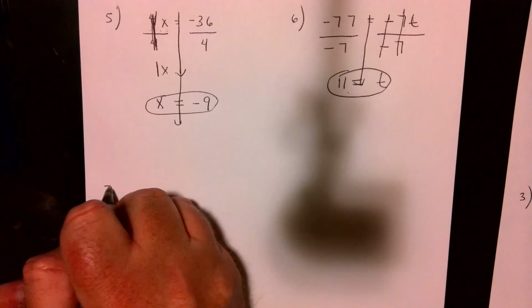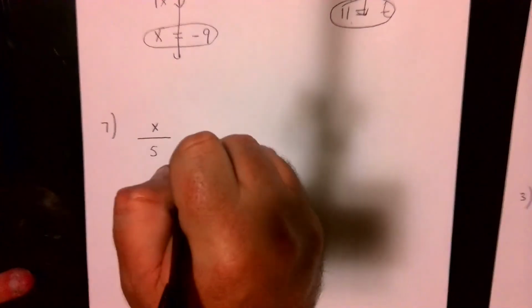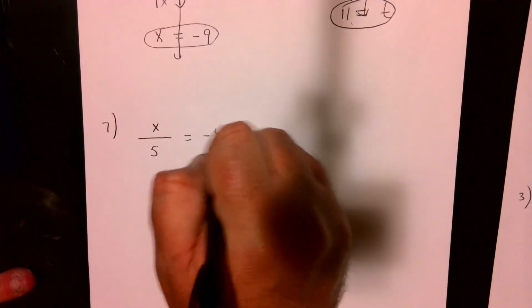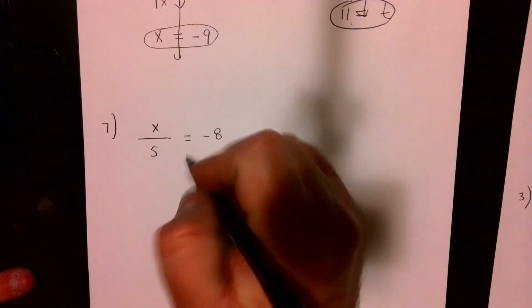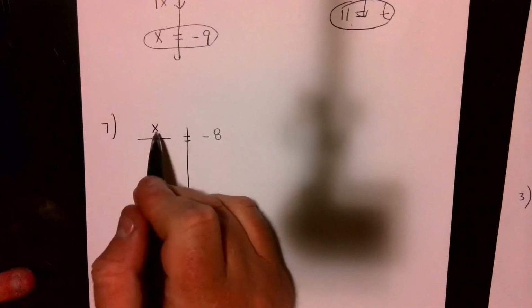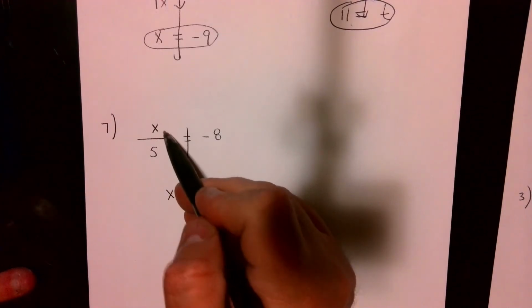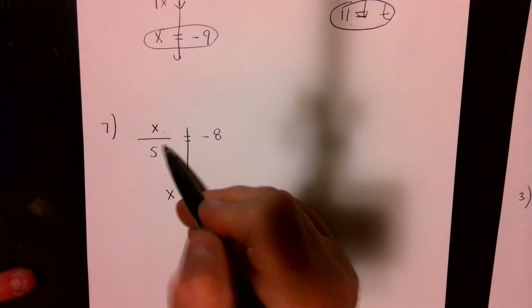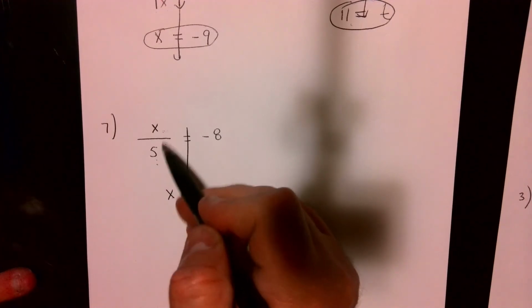We could also see problems that look like this. We could have x over 5 here equals a negative 8 here. Still break it in half. Solving for x. We want x to be the only thing here. Okay, we'll read this. What does this say? x divided by 5. So what is the opposite of dividing by 5?